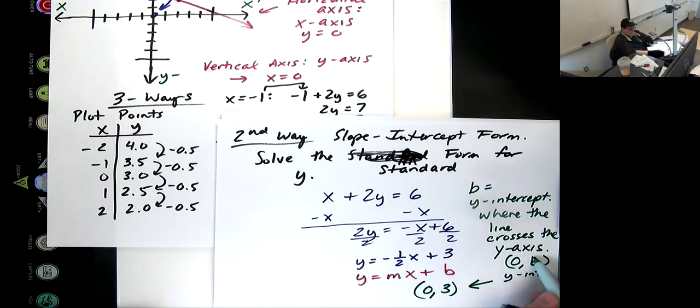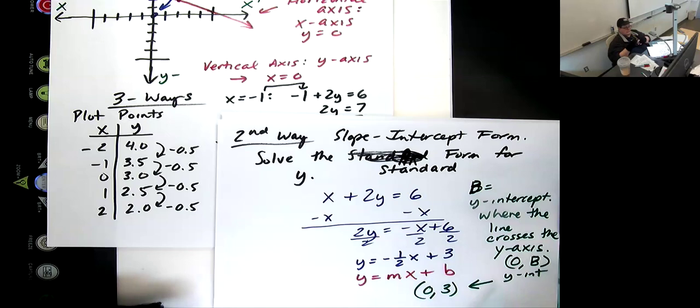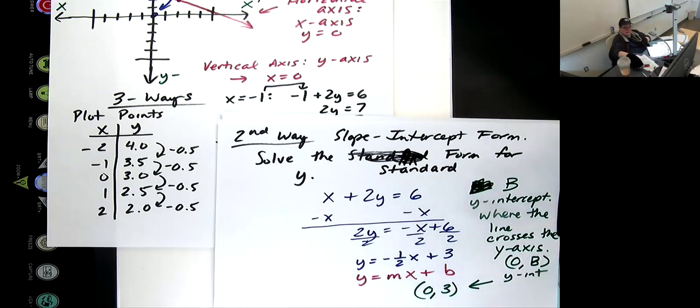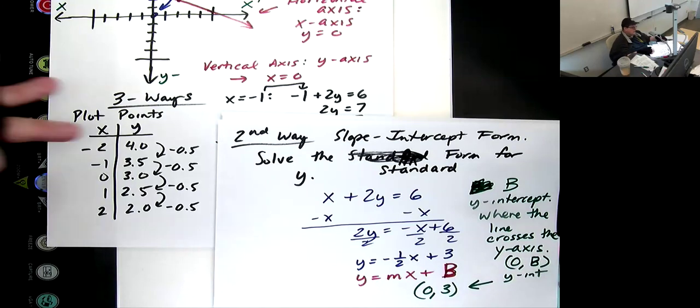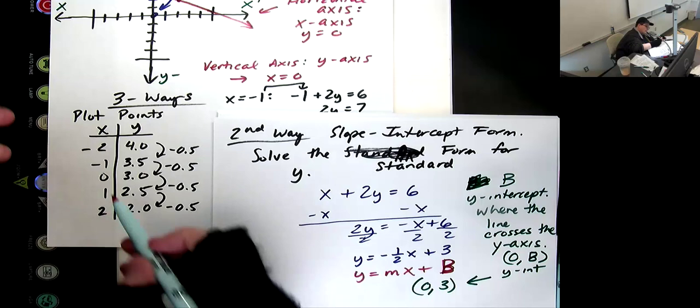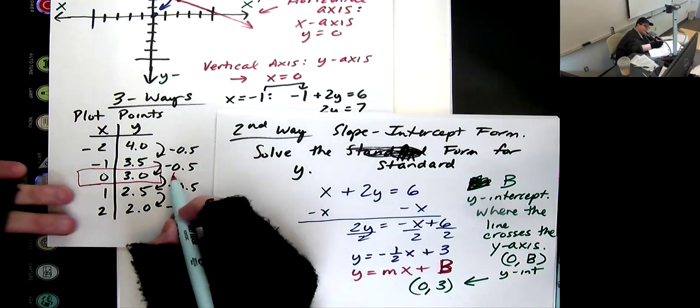I'm gonna change that to a capital B because my lowercase b's look like 6s. Get this with the red also. We saw that right here. Y-intercept.